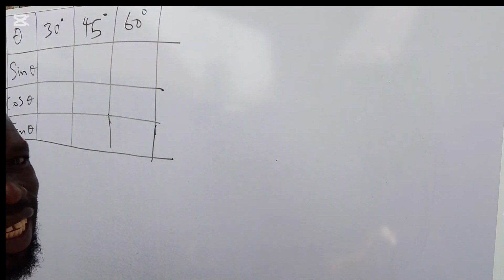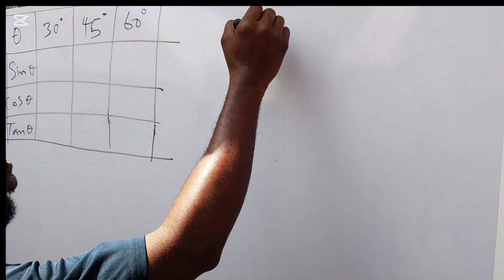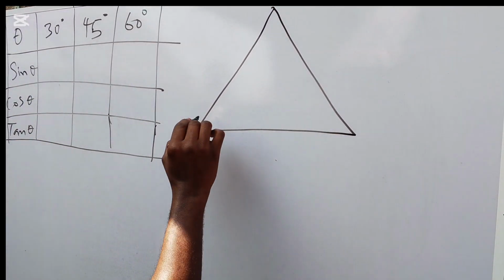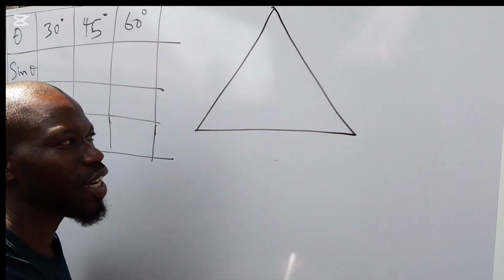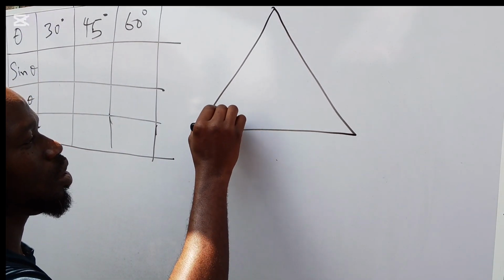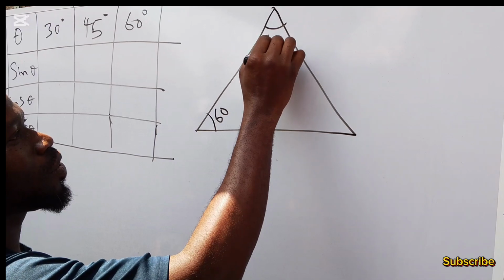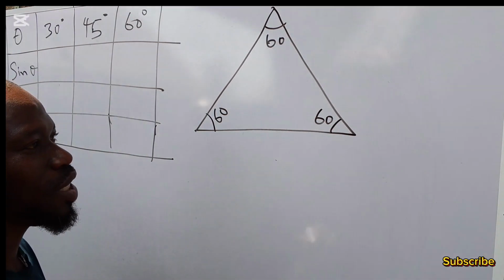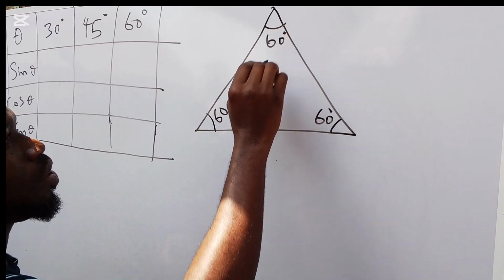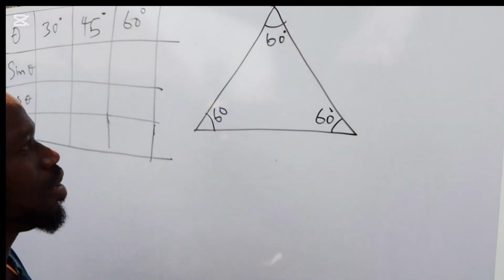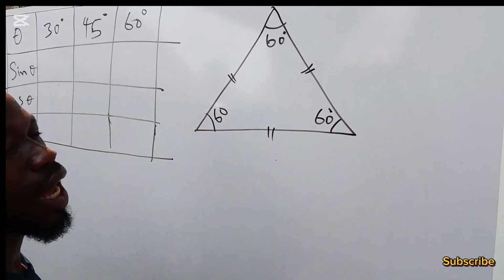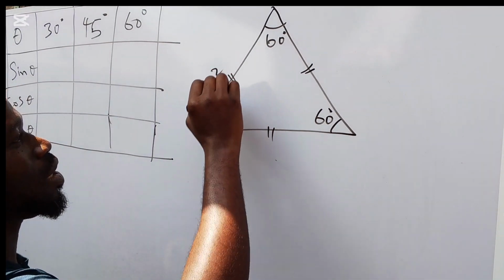So to get 30 and 60 degrees, we're going to draw an equilateral triangle. An equilateral triangle is a triangle whose all three angles are equal, and they are equal to 60 degrees, because the sum of the angles in a triangle is 180 degrees, and all sides are equal, and each side will be 2 centimeters.